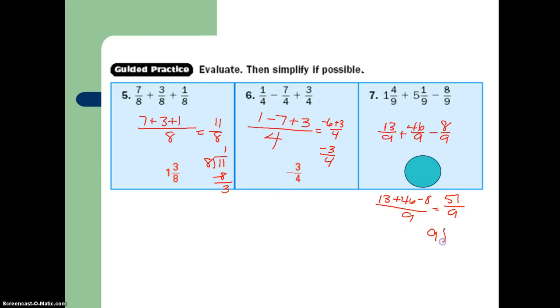Change it into a mixed number by bringing down the 51 underneath the division sign. That goes in 5 times, 45. You're left with 6. You have 5 and 6/9, which does simplify because 6 and 9 both divide by 3. You get 2/3. 5 and 2/3.